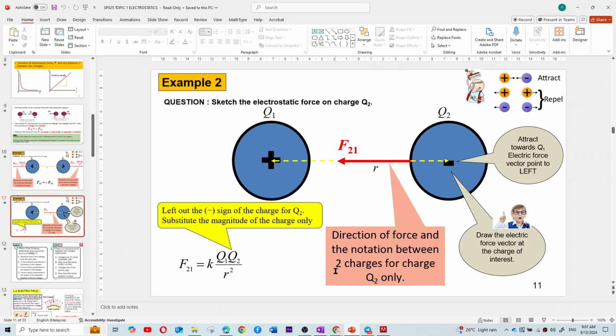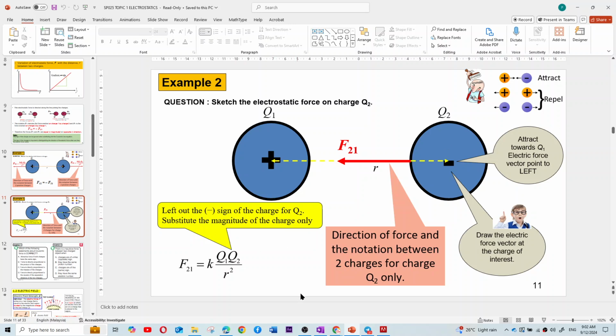Draw the direction of force and notation between the two charges for charge 2 only. Why charge 2 only? Because charge 2 is the target. Follow the instruction: if it asks you to draw on Q2, you just draw on Q2. Don't draw on Q1. Leave out the negative sign for Q2. Substitute the magnitude of charge only. When we calculate the magnitude of F, we ignore the negative sign of the charge, because we don't want to confuse ourselves. I will show you how to calculate. Positive and negative attract; positive and positive repel, negative and negative repel. Opposite signs attract, same signs repel. Okay.